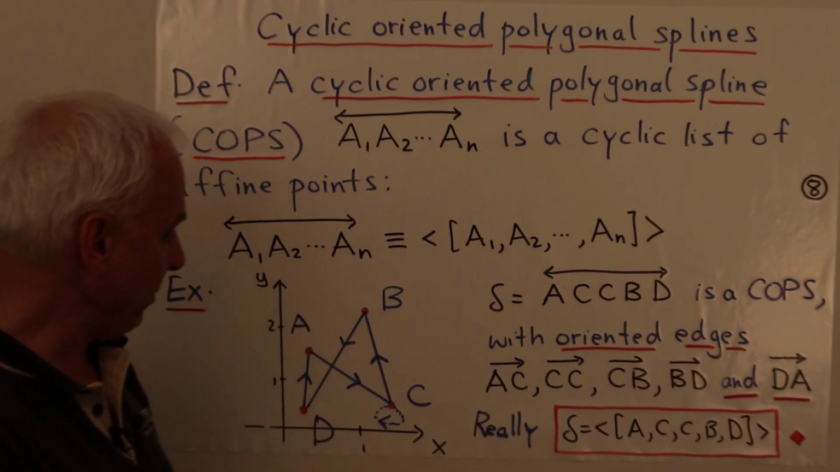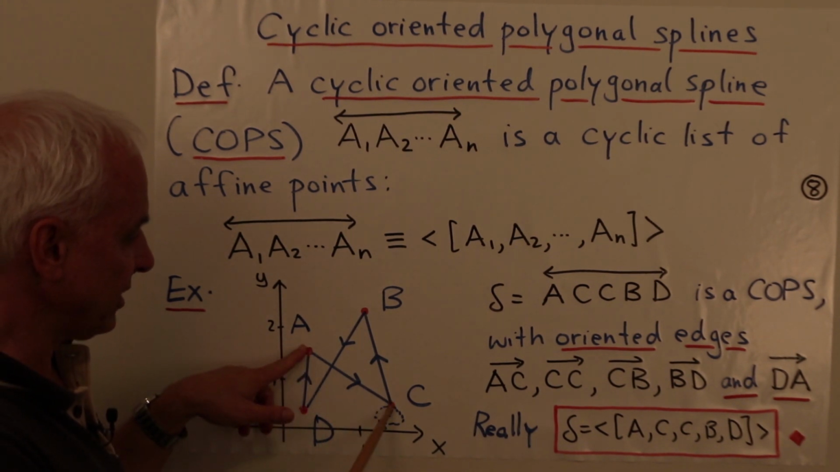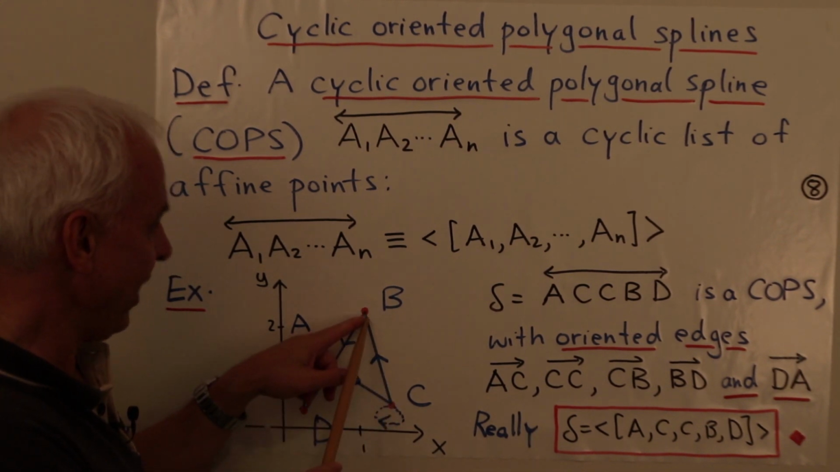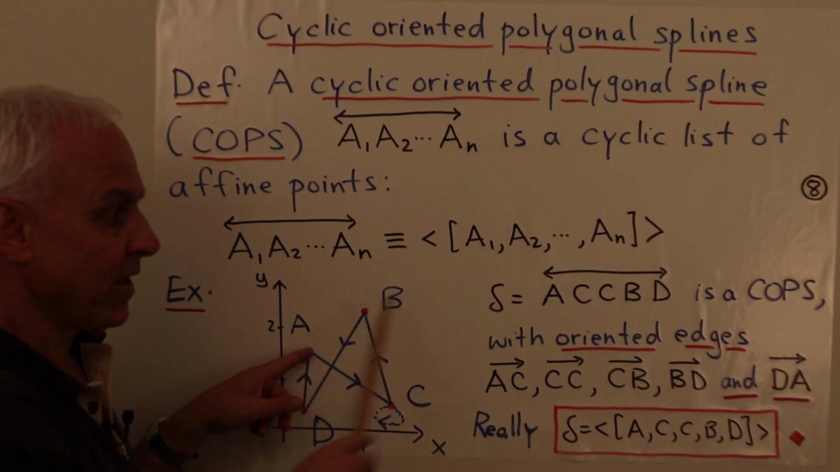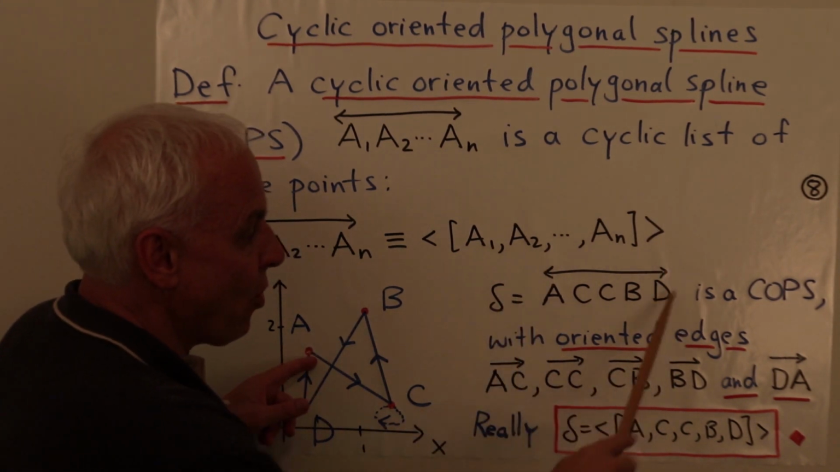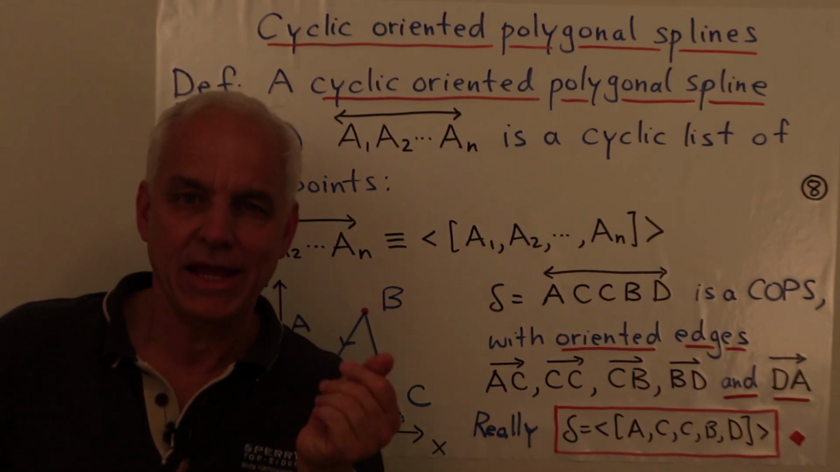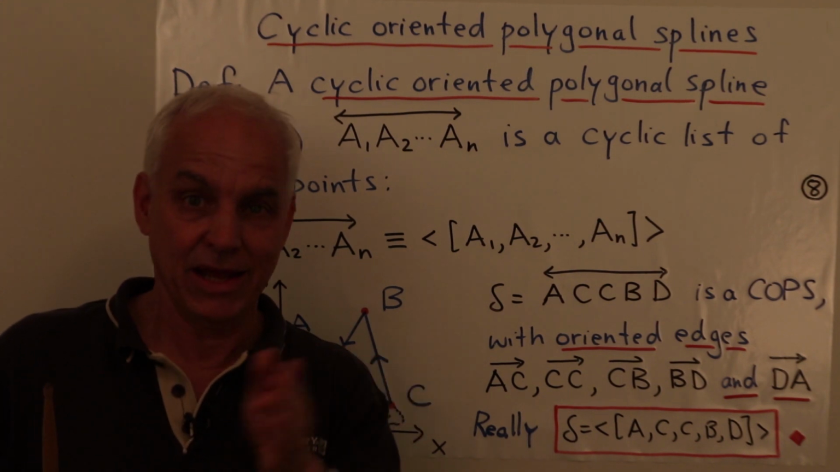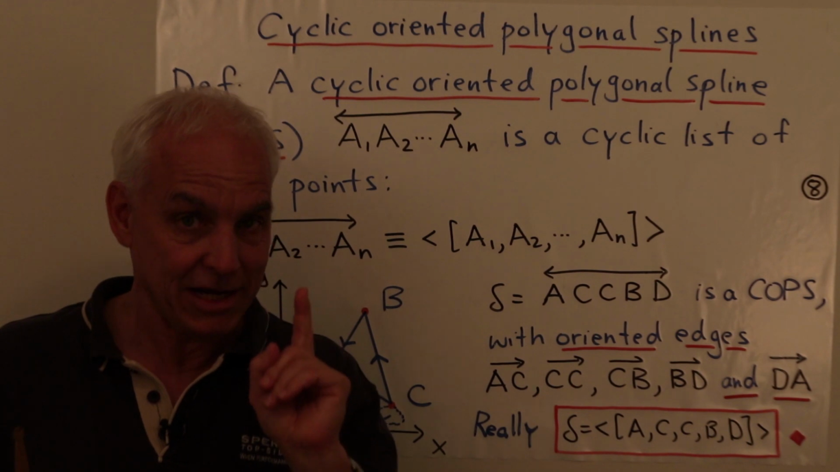So what does it mean? Well, it means that it's something that goes like this. It starts here, A, and then goes to C, and then stays at C, and then goes to B, and then goes to D, and then goes to A. It's cyclic. It goes around in like a circle. There's not really a beginning and an end to this thing anymore. If it was a list, there'd be a beginning and an end. There's no beginning point, there's no end point, because this is a cyclic object.